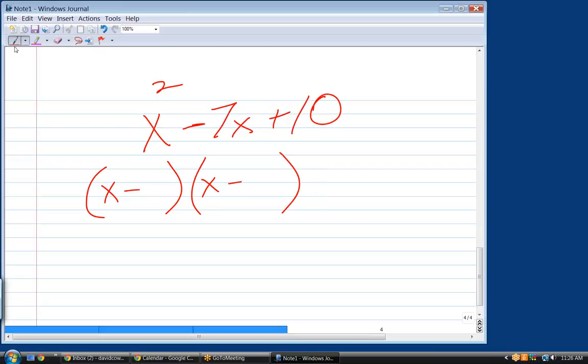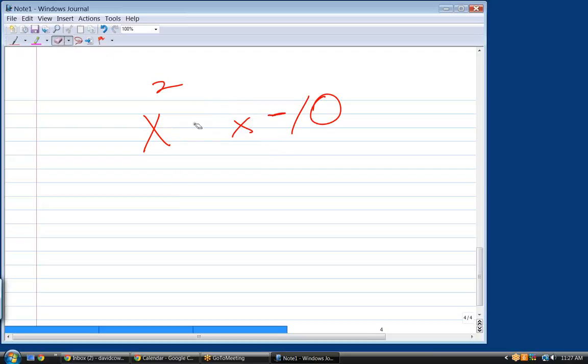Now the third rule is still the same. The fact that this is now negative 7 doesn't really matter because my third rule was factors of 10 that add, because of this plus sign, to the number 7. Not to the number minus 7, but just to the number 7. Well, again, that's 5 and 2. Okay? All right.